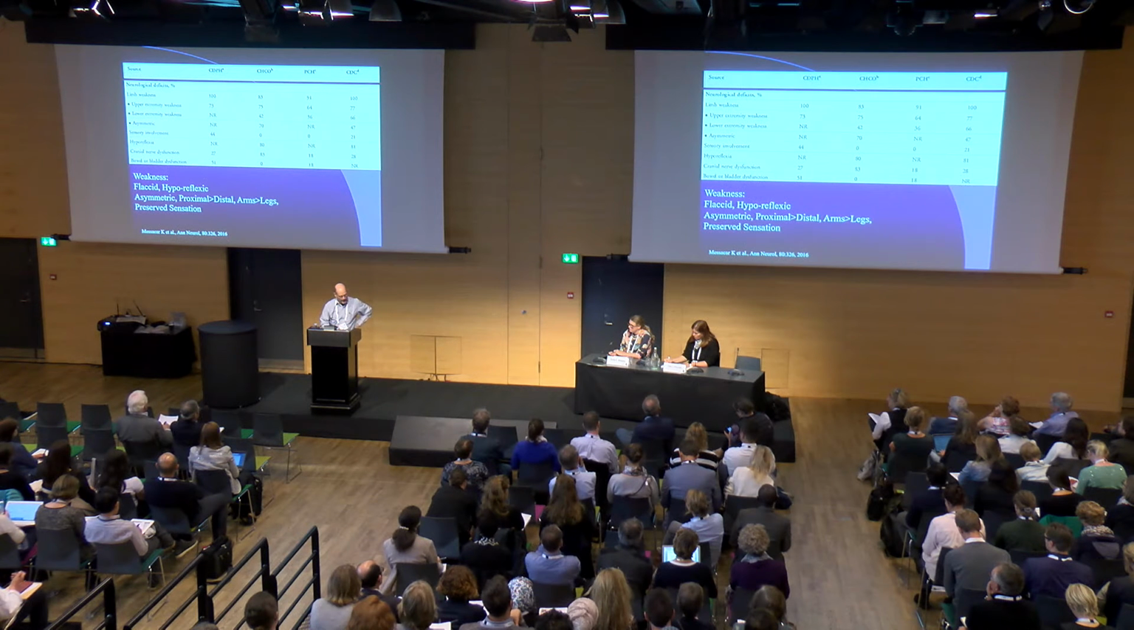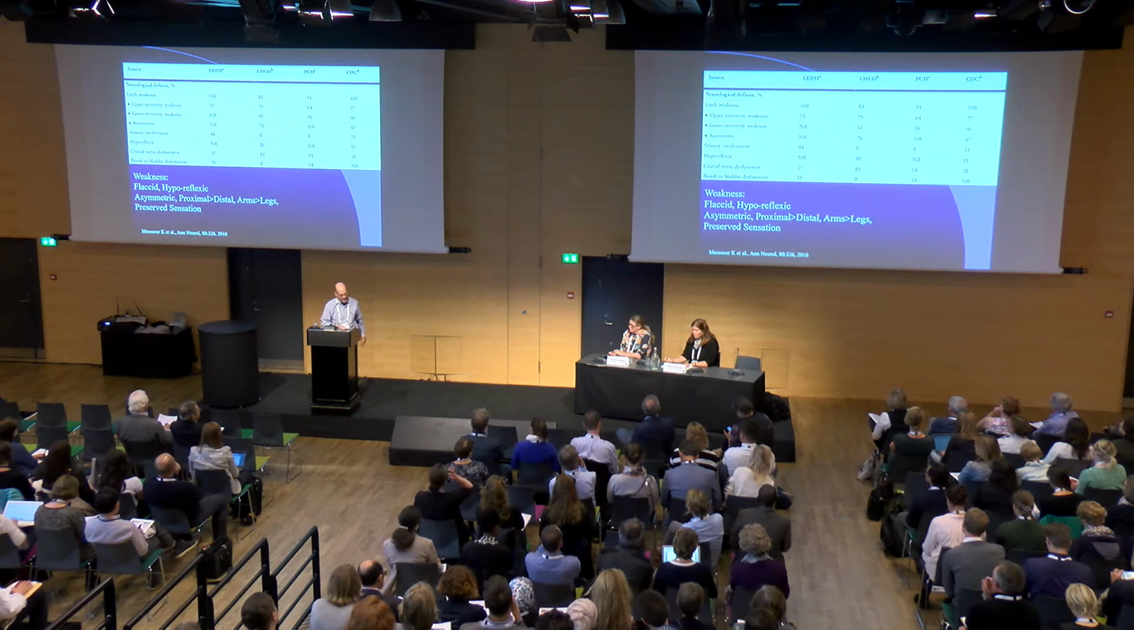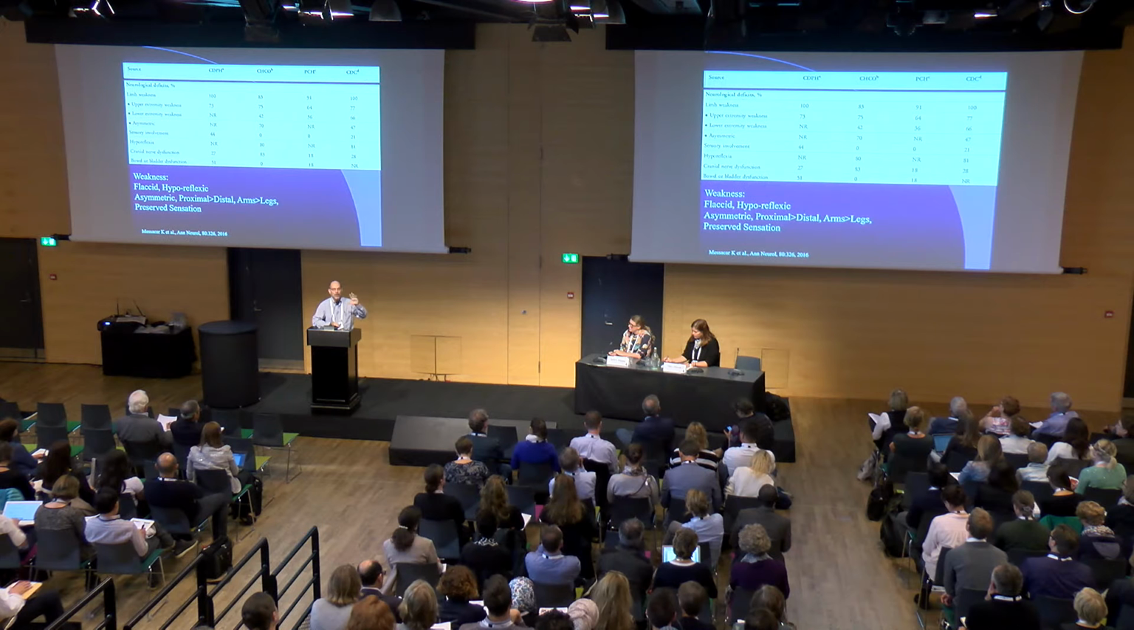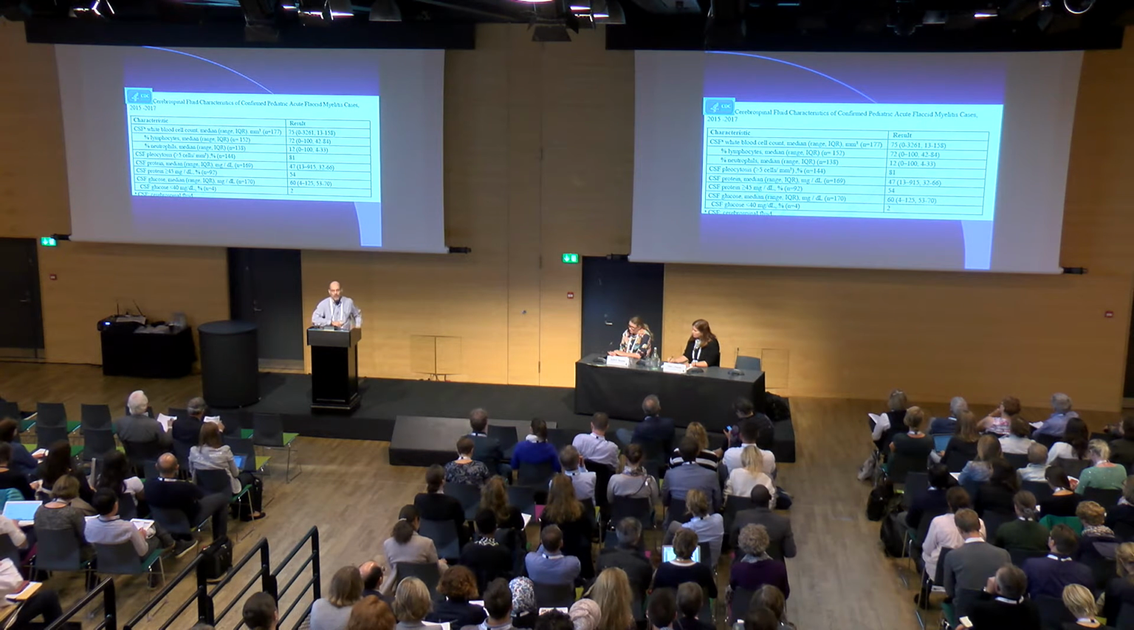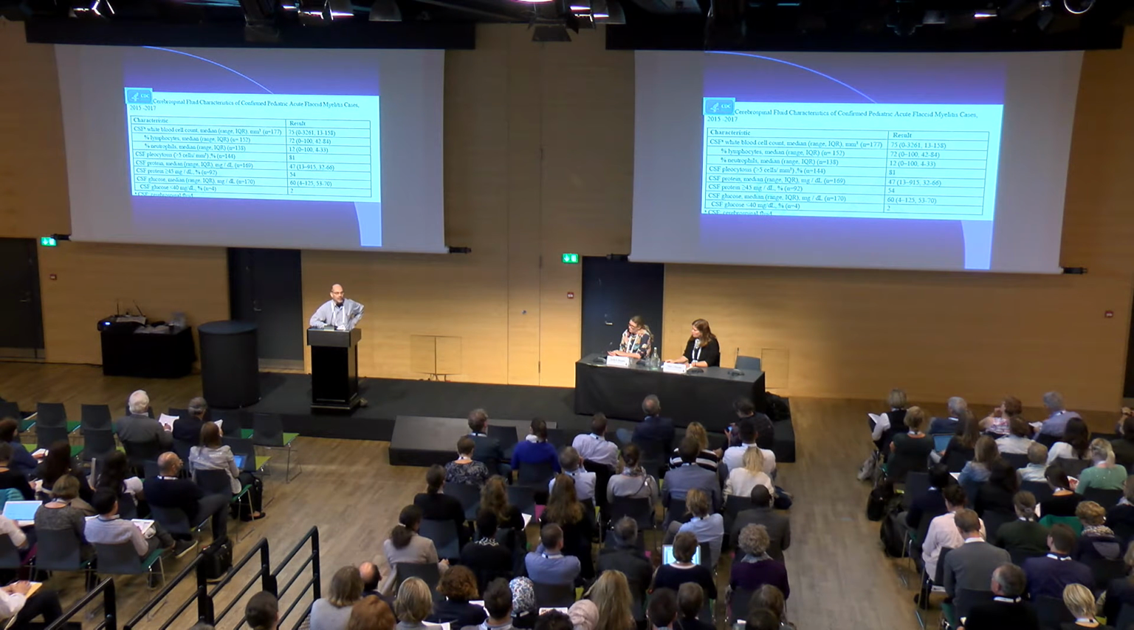And there's a little more information, some variability across each of those columns, each a different hospital series collected at different times, but again, asymmetric weakness, flaccid, usually upper more than lower extremities, and with preserved sensation. The spinal fluid is almost always abnormal, showing a pleocytosis.